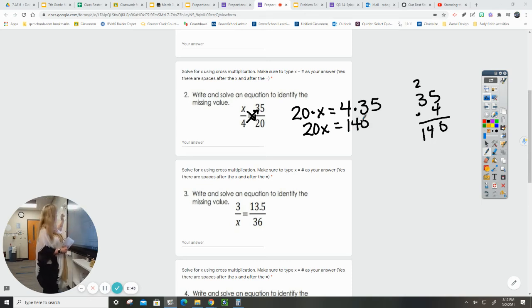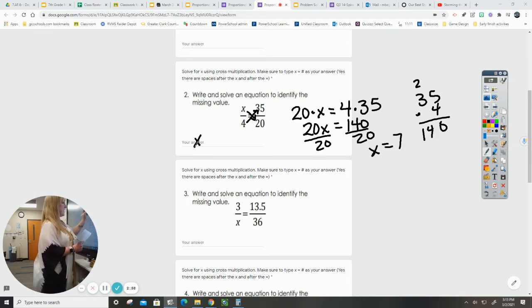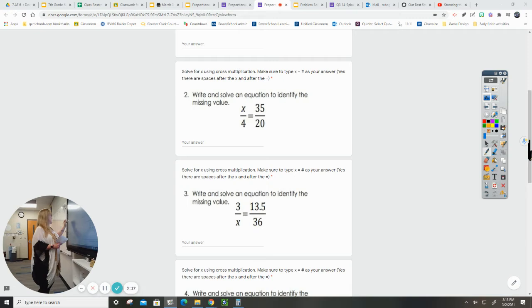Notice that I did my work off to the side. Did not do it like down here. It's not going to work. So we've got to divide both sides by the 20. X equals 7. So your answer is x space equals space 7. And then it should work. Computer will catch up. I hope. There it goes.